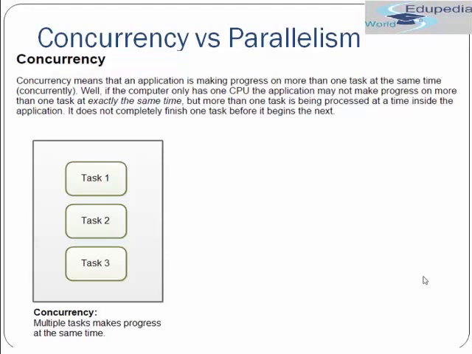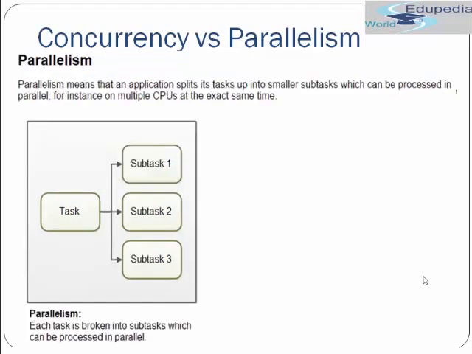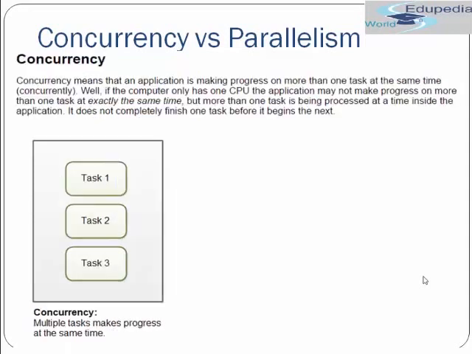Okay, then let's go to parallelism. Parallelism means that an application splits its task into smaller subtasks which can be processed in parallel, for instance on multiple CPUs at the exact same time. So you see, in parallelism we are dividing a task into subtasks and then processing them in parallel on multiple CPUs at exactly the same time.